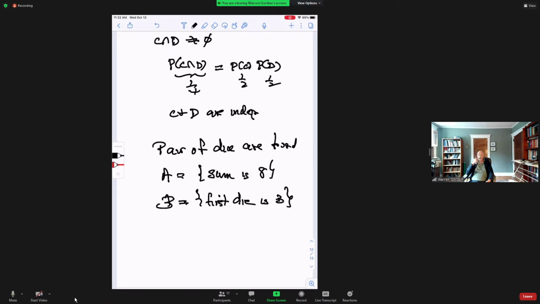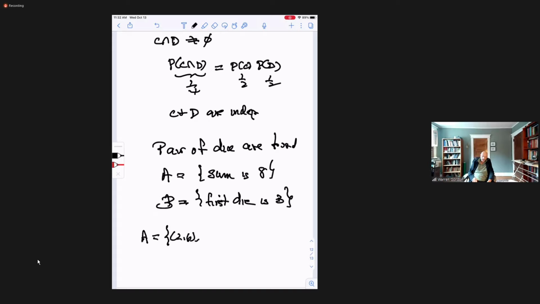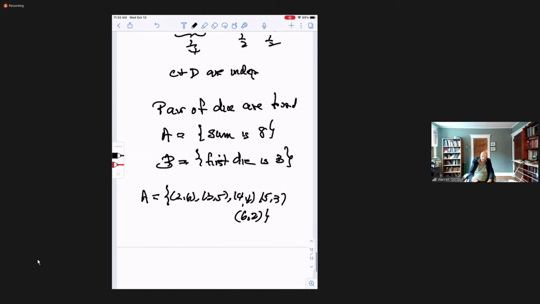It could be dependent on B. In fact, let's see that. Because if we look at A and write out what A is, if the sum is an 8, I get a 2 and a 6, a 3 and a 5, a 4 and a 4, a 5 and a 3, a 6 and a 2. Notice what I just underlined here.